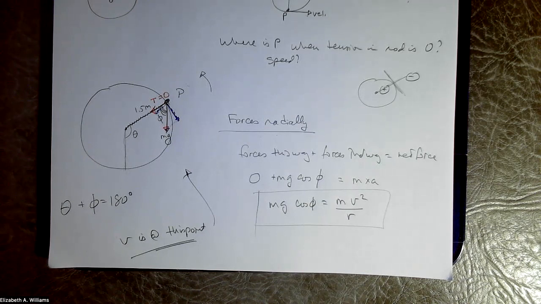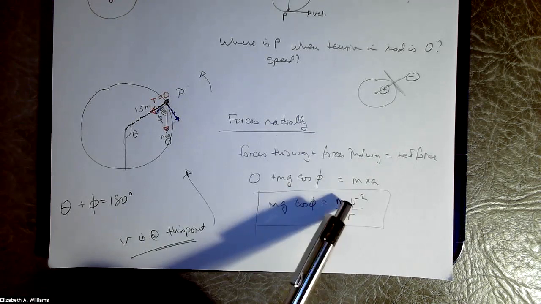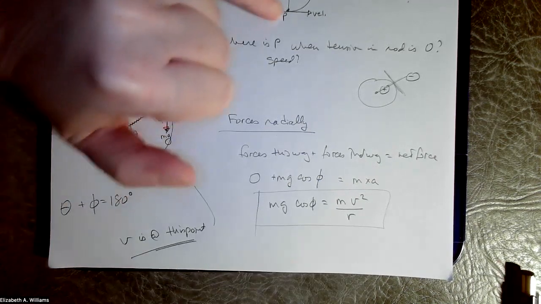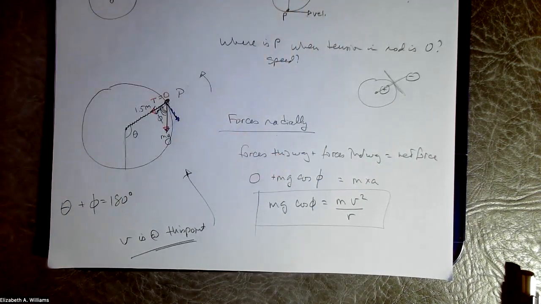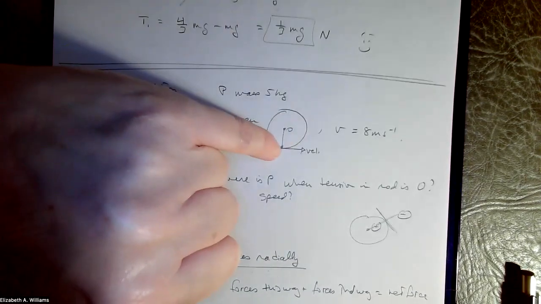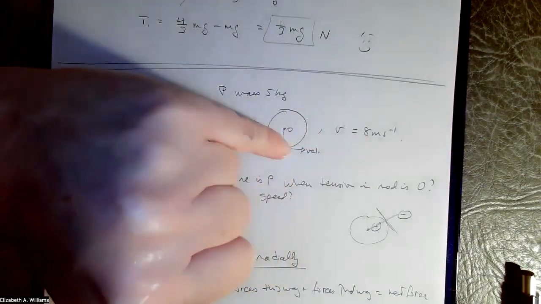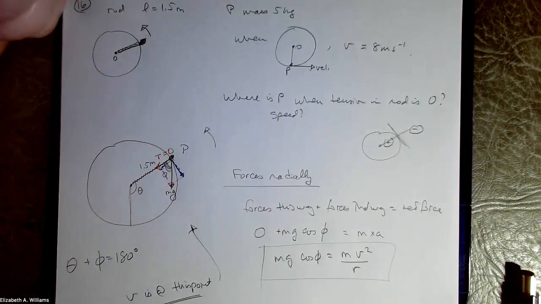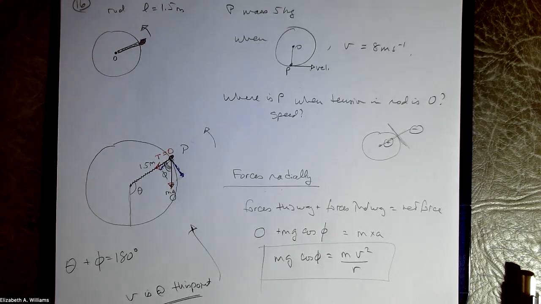I'm going to set up an energy equation, because that is another thing that involves velocity. I'm going to look at energy at the bottom because I know how fast I'm going. And I'm going to look at energy up at this magic point where the tension is zero. And those two bundles of energy are going to be equal to each other. That's going to be nice to write down.